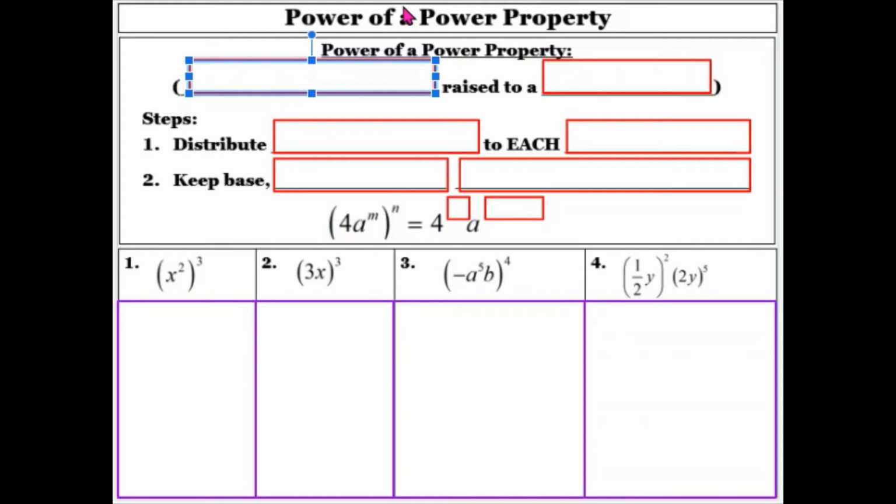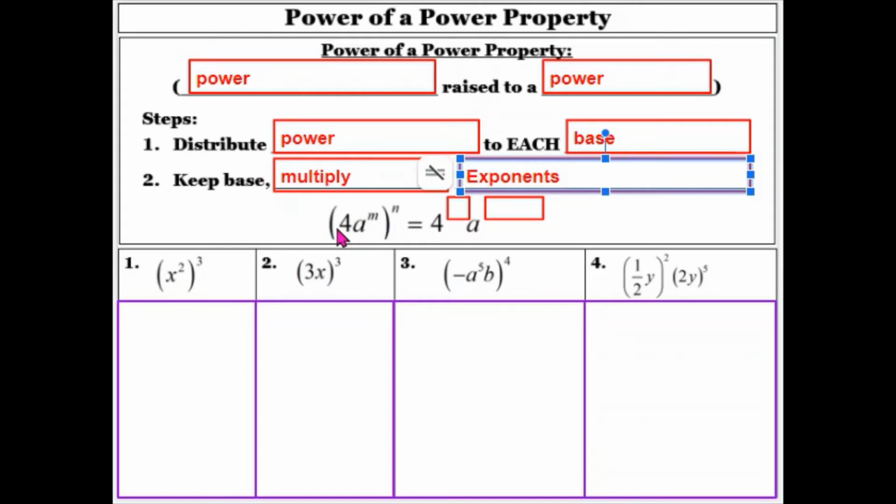On to our next rule, the power of a power property. That is when we have a power raised to another power. How would we do that? First, you're going to distribute the power to each base. Every base in the parentheses will get that power, and then you're going to keep the base and multiply the exponents.